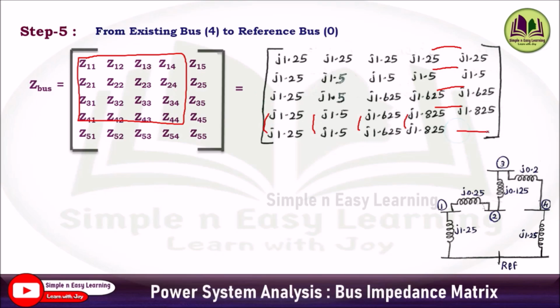And this final value Z55 can be calculated like this. The previous value, either from Z45 or Z54, you can take J1.825 plus the new reactance which we considered in this step. Adding, you will be getting J3.075. So this is the 5 cross 5 matrix at the end of step 5.